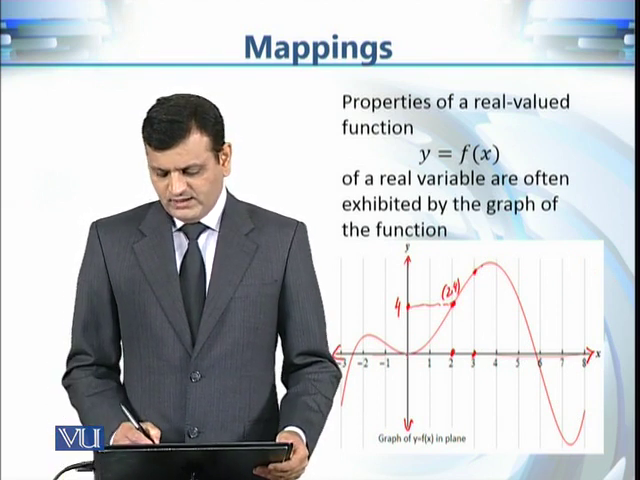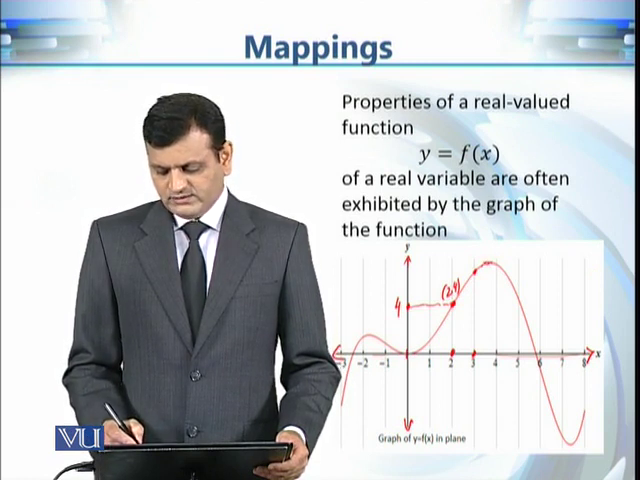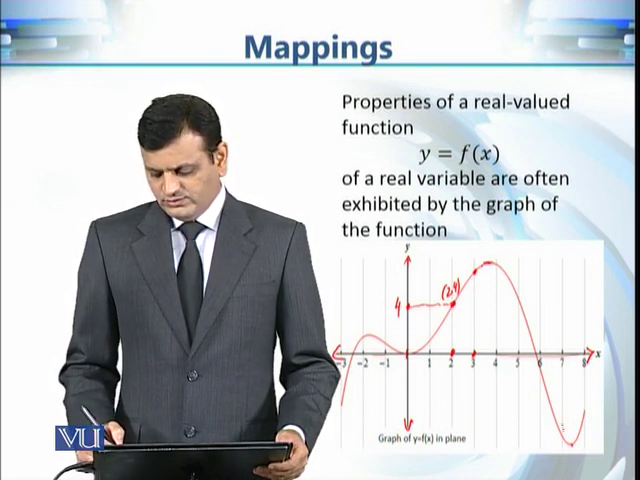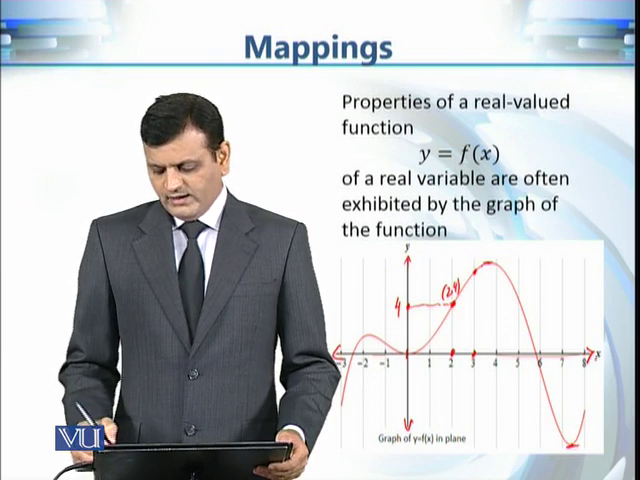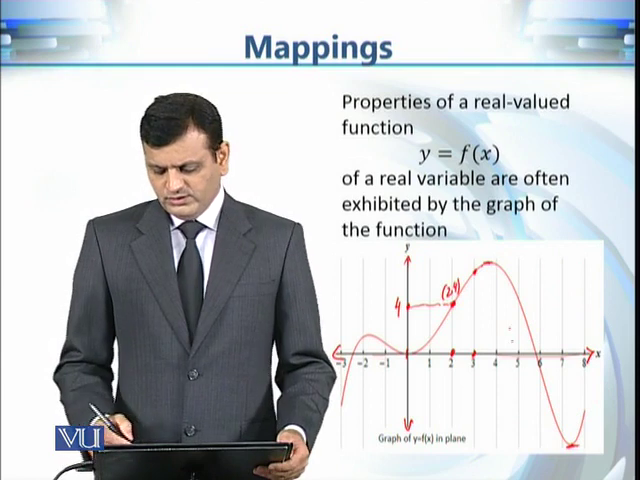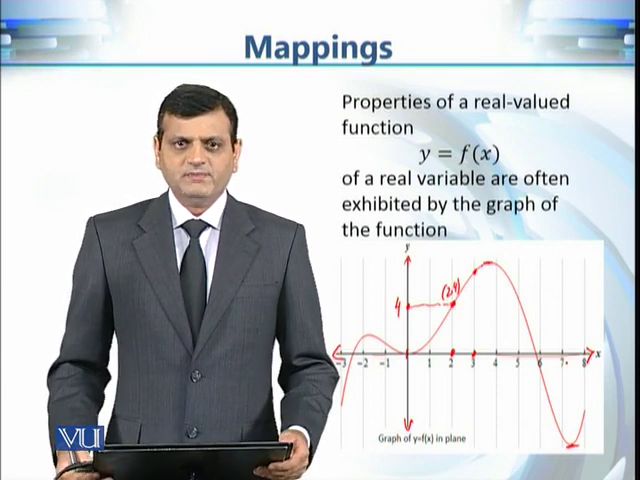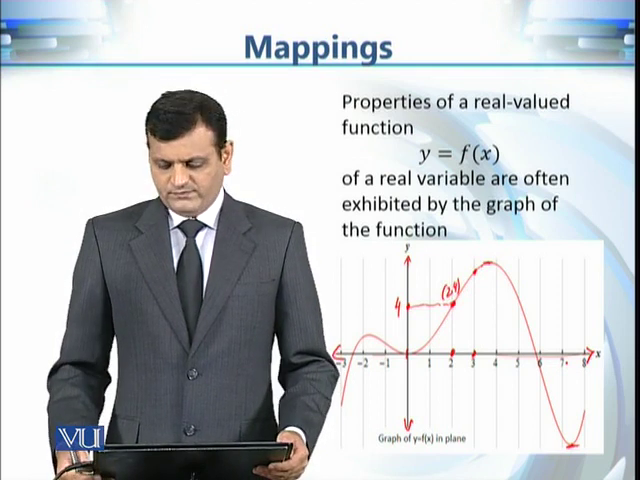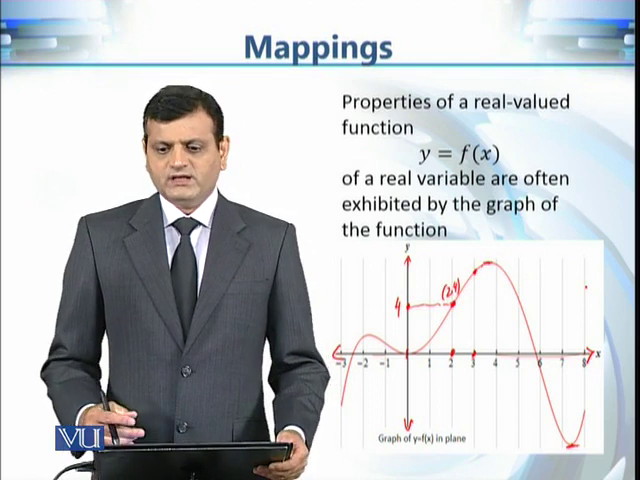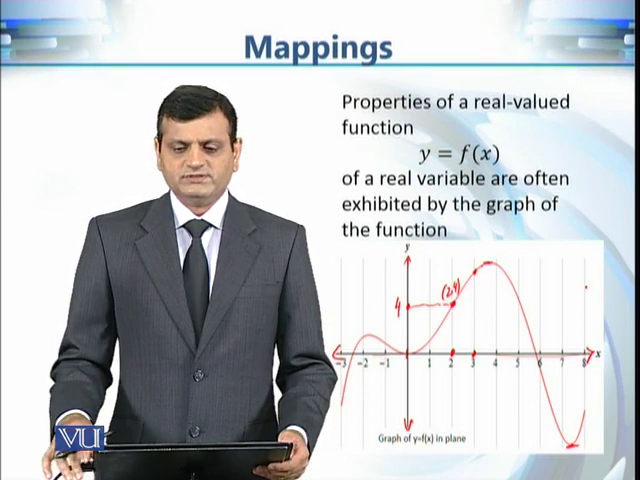From this curve we can observe many properties of the function. For example, we can see that the function is increasing from this point to this point, this is the local maximum, and from there onwards the function starts to decrease, and this is the local minimum, and so on. We can also observe that the function is smooth, so we can say that the function is differentiable, and so on. There are many properties you can observe just by looking at the graph of the function. So it's very useful to have a geometrical description of a function.